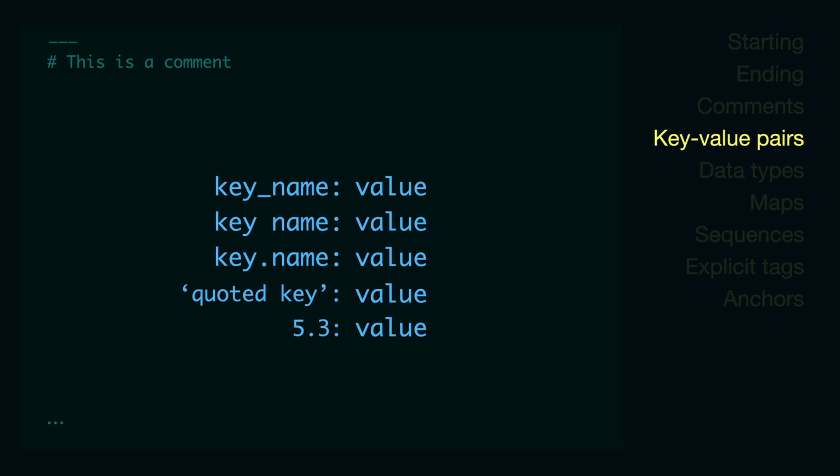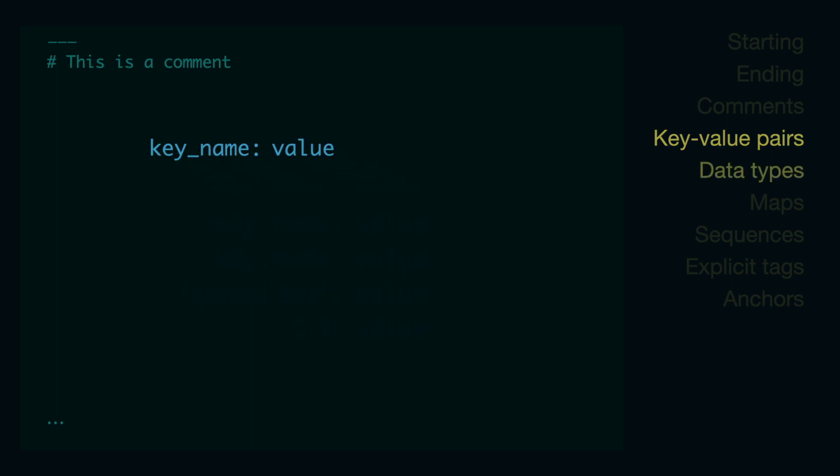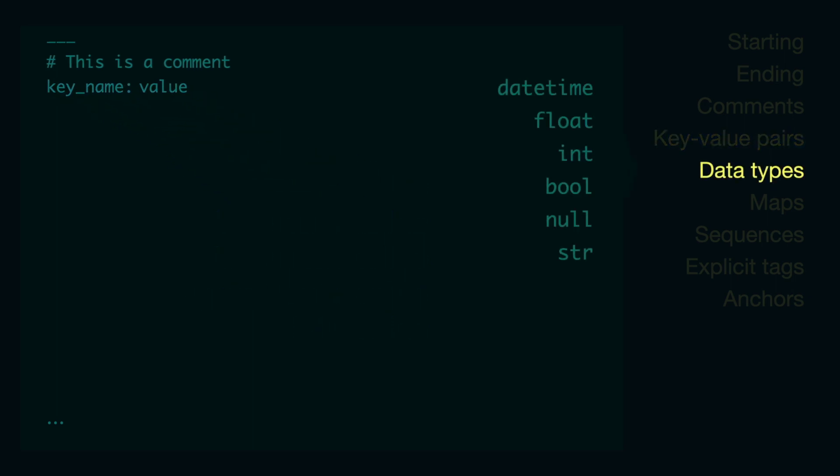The value for each key can be of a specific type. There are two categories of types supported by YAML. First of all, we have scalar types. There are six common ones which are listed here. And then we have the collection types, which are maps and sequences.